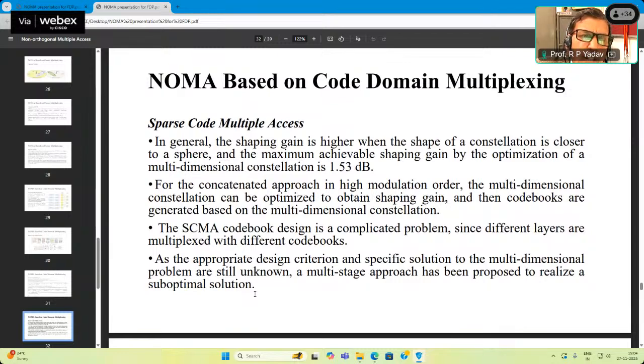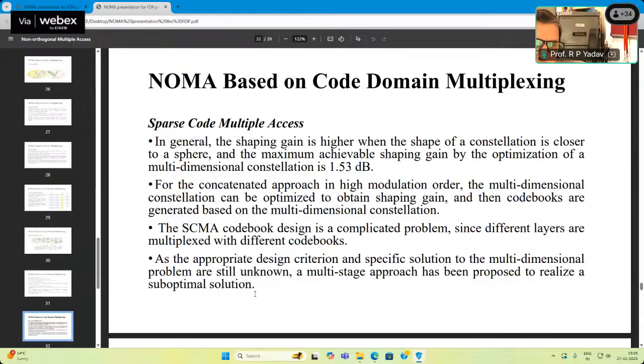In general, shaping gain is higher when the shape of the constellation is closer to a sphere, and the maximum achievable shaping gain by the optimization of a multidimensional constellation is 1.53 dB. Those of you who have studied digital communication must have seen that. Like when we prepared the diagram for QPSK, it's almost all there. Four are on a radius, I mean, you can say on a sphere. And similarly, many others we can prepare. So this particular one is just closer to a sphere, and when they give the maximum achievable shaping gain.